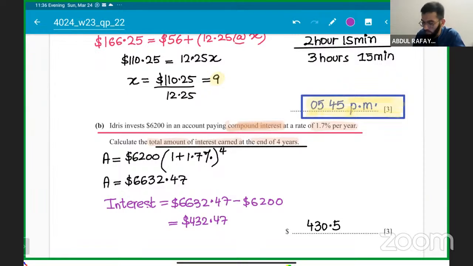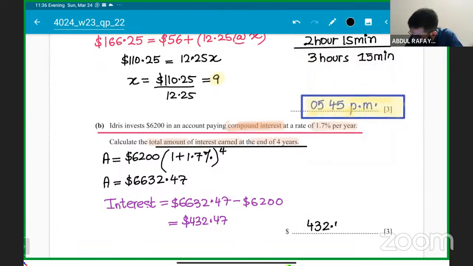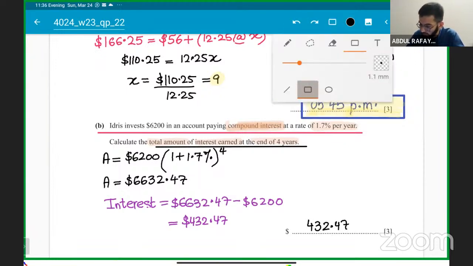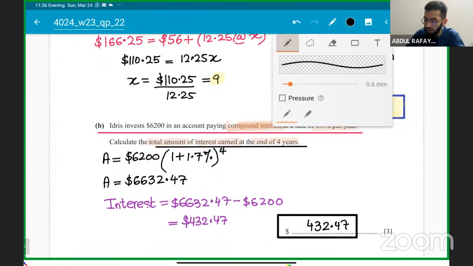432.47, and you can write it as 432.47 as well. Keep it as it is or round off if you want to do rounding off as well. Let's keep it as it is, 432.47, the total amount of interest at the end of the 4 years. Okay. Page number 1 is done, but still question number 1 is not completed, which is, as I said, it's about from the numbers chapter.